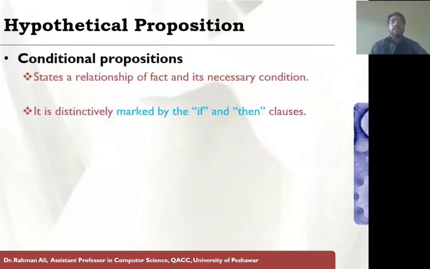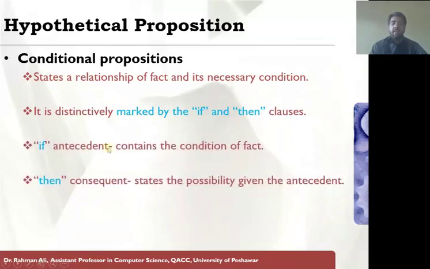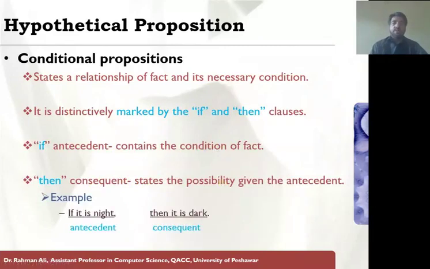Conditional propositions are those propositions in which if-then conditions are used. Inside it, the if part is the condition. If the condition is true, then the then part, meaning the consequent part, will also be true. Its example is: if it is night, then it is dark. Now we will go and see outside. If it is not night, then there will be no dark. So this is the example of a conditional proposition.